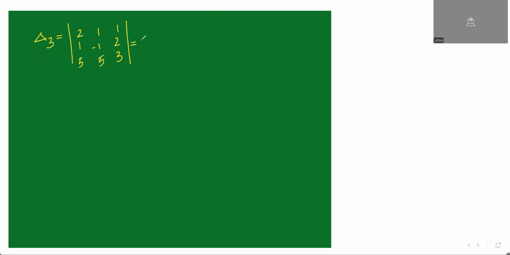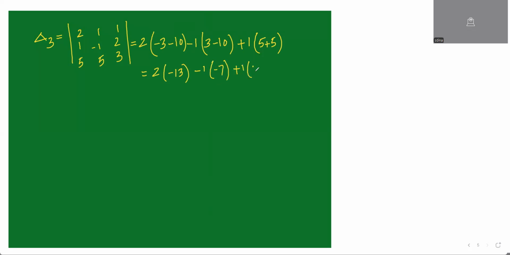Determinant: 2 into the corresponding column and row neglected, it is 3 minus 10. Minus 1 into, neglecting column and row, 3 ones are 3, minus 5 twos are 10, plus 1 into 5 plus 5. Now this equals 2 into minus 13, minus 1 into minus 7, and 1 into 10. This is minus 26 plus 7 plus 10. This is 17, minus 26 means the answer is minus 9.